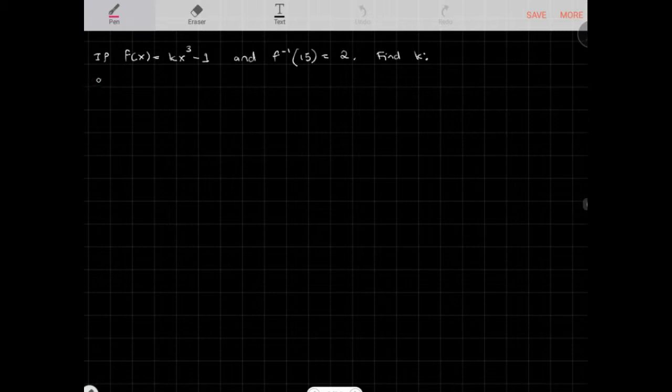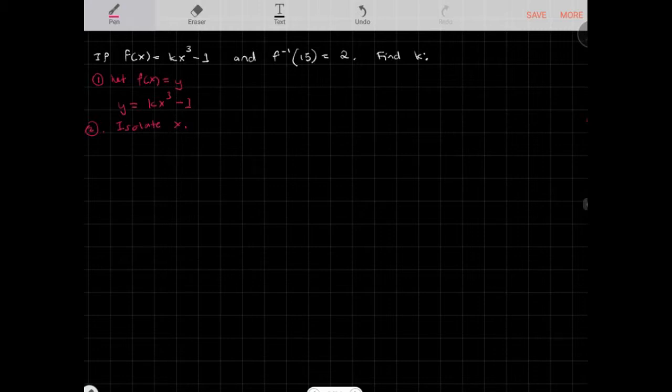So what I want to do is find the inverse function of f of x first of all. To do that, I'm going to let f of x equal y. So now y is equal to kx cubed minus 1. And my second step is to isolate x. In order to find the inverse of a function f of x, you need to isolate for x and then swap x and y into f inverse of x.